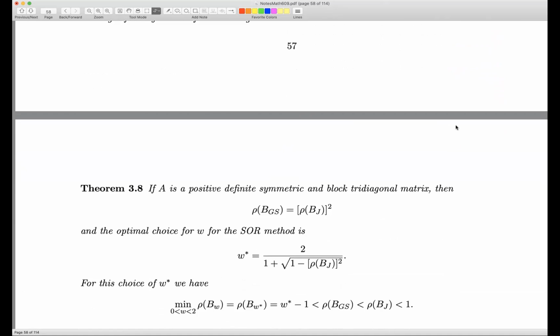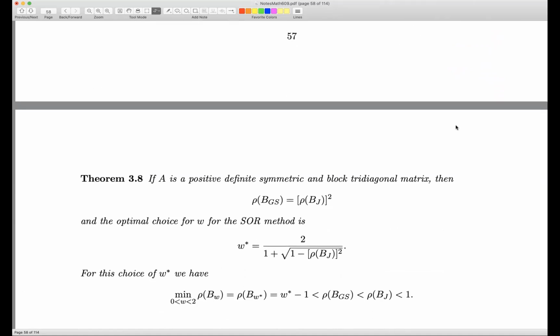Then there is another theorem which tells us that if A is a positive definite symmetric matrix and block tridiagonal, what does it mean, block tridiagonal? That means that the matrix consists of blocks that form the main diagonal, and then here is another block, and here is another block, and here is another block, and everywhere else is 0.